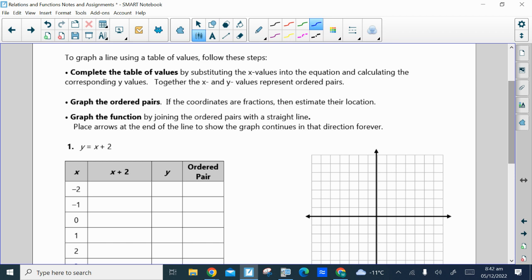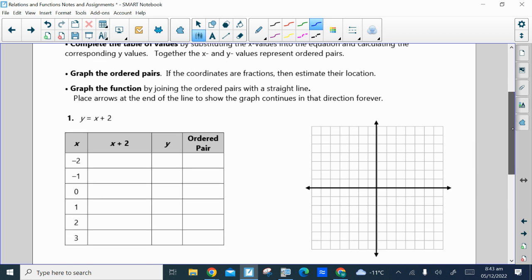So because of that, y is the dependent variable, whereas x, the number you start with, is the independent. You can start with whatever you want for x. That's why it's independent. But the answer you get for y depends on what you put in for x. So y is dependent on x. So you're going to complete the table of values, and then we'll put those points on a graph, and then we'll draw a line through the points to get the graph of our line.